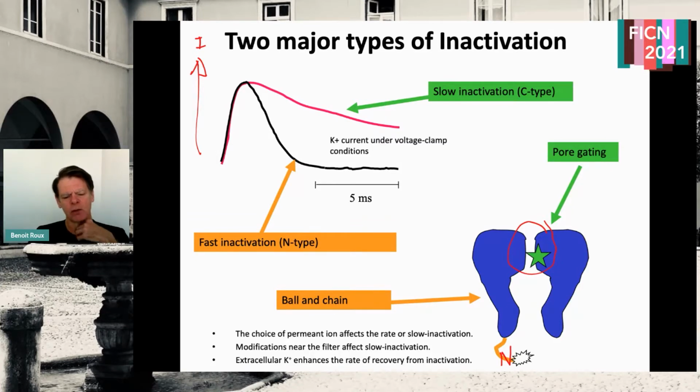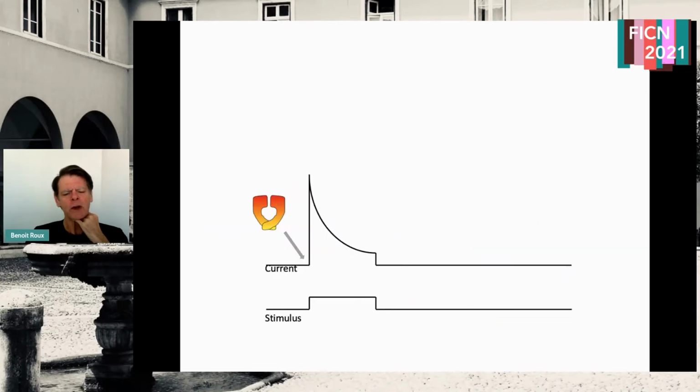And over the years, many effects are known to affect C-type inactivation, sometimes called slow inactivation. It's, for example, the type of ions, like if you have rubidium instead of potassium, the inactivation will be less pronounced or slower. Of course, mutation close to the selectivity filter will affect inactivation, and also the concentration of potassium ion on the outside will affect inactivation.